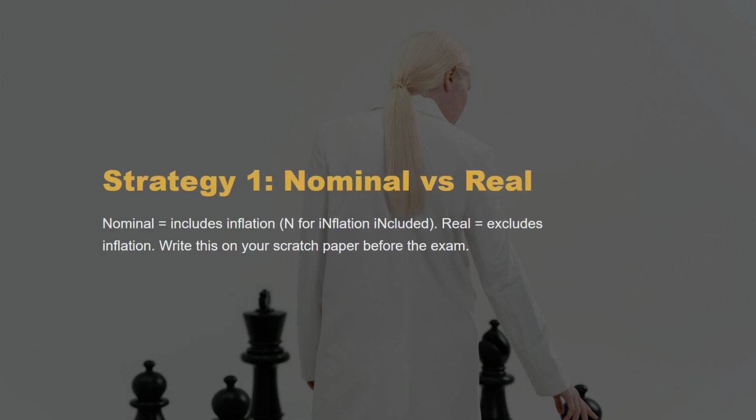Strategy 1. When you see the word nominal, it includes inflation. When you see the word real, it excludes inflation. Write this at the top of your scratch paper before the exam starts. Nominal has the letter N. Think N for inflation included.